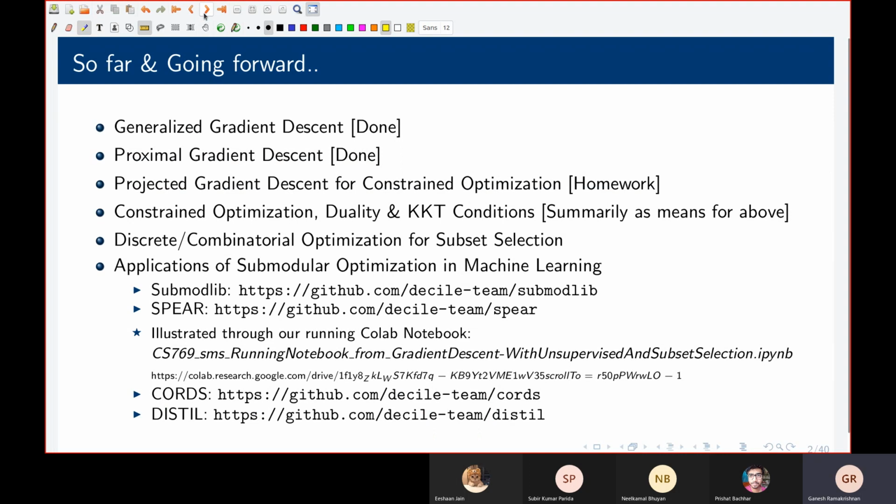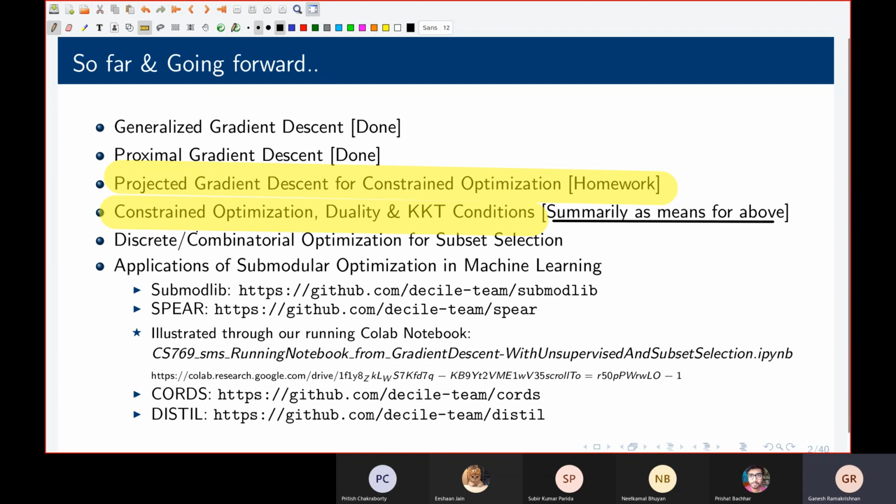Okay, so this is the part that we'll do today. Projected gradient descent, constraint optimization. I gave you some food for thought as homework, and that led us to constraint optimization, duality and KKT conditions, and really a summary of this is all we'll provide. What I'm excited to show you is not just the next topic of discrete combinatorial optimization, how it builds on what we have discussed, but also we'll have lots of libraries that you can play around with.